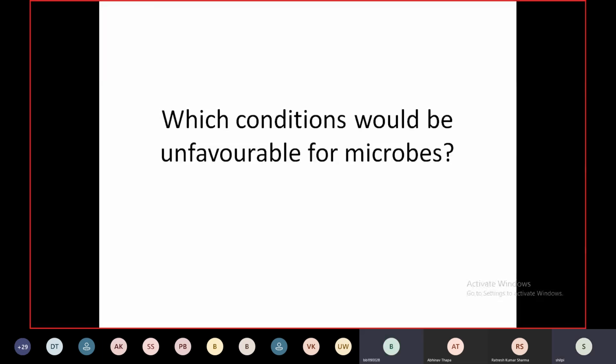Inside a volcano, you will not find microorganisms. Why? Because the temperature is very high. Good. Anybody else? Can you think of certain areas or certain systems or conditions where there will be no microbes? In space. In space, you will not have microorganisms. And why do you say that?